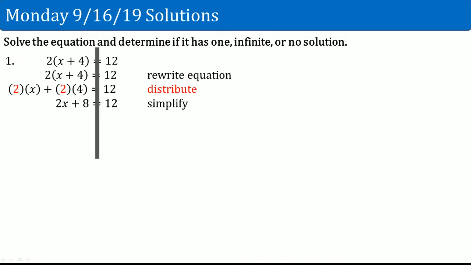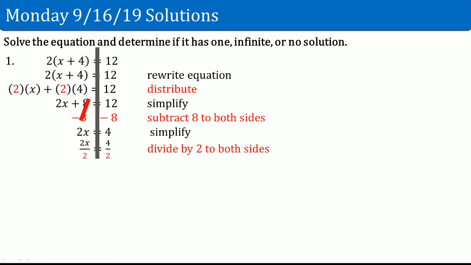Here, our goal is trying to get the variable by itself, so we're going to subtract 8 to both sides. In that process, the 8 on the left-hand side should cancel out. 8 minus 8 becomes 0, leaving only 2x left on the left-hand side. The right-hand side, 12 minus 8 becomes 4. Divide 2 to both sides. The 2 over 2 on the left cancels out. It becomes the number 1, leaving us with only an x on the left-hand side. On the right-hand side, 4 divided by 2 becomes 2.